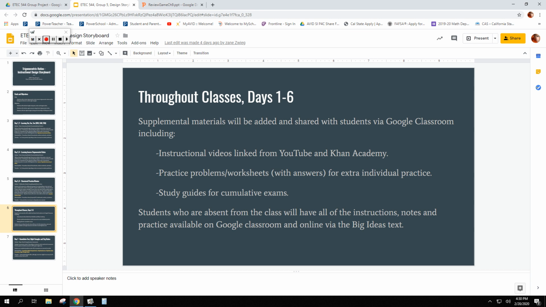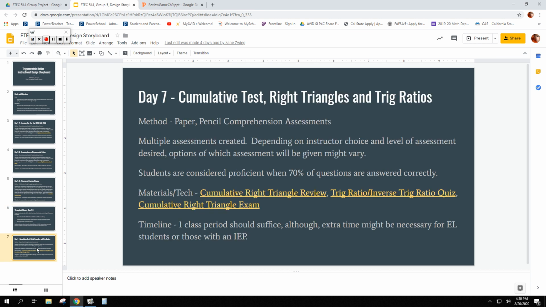And then finally, throughout the instructional period, there's going to be supplemental materials added and shared with students through Google Classroom. We'll include instructional videos linked from YouTube and the Khan Academy. If a student feels they need a little more instruction or information, they can go to those. They also have plenty of problems and worksheets with answers for individual extra practice. And then study guides for the cumulative exam, which will take place on the 7th and final day.